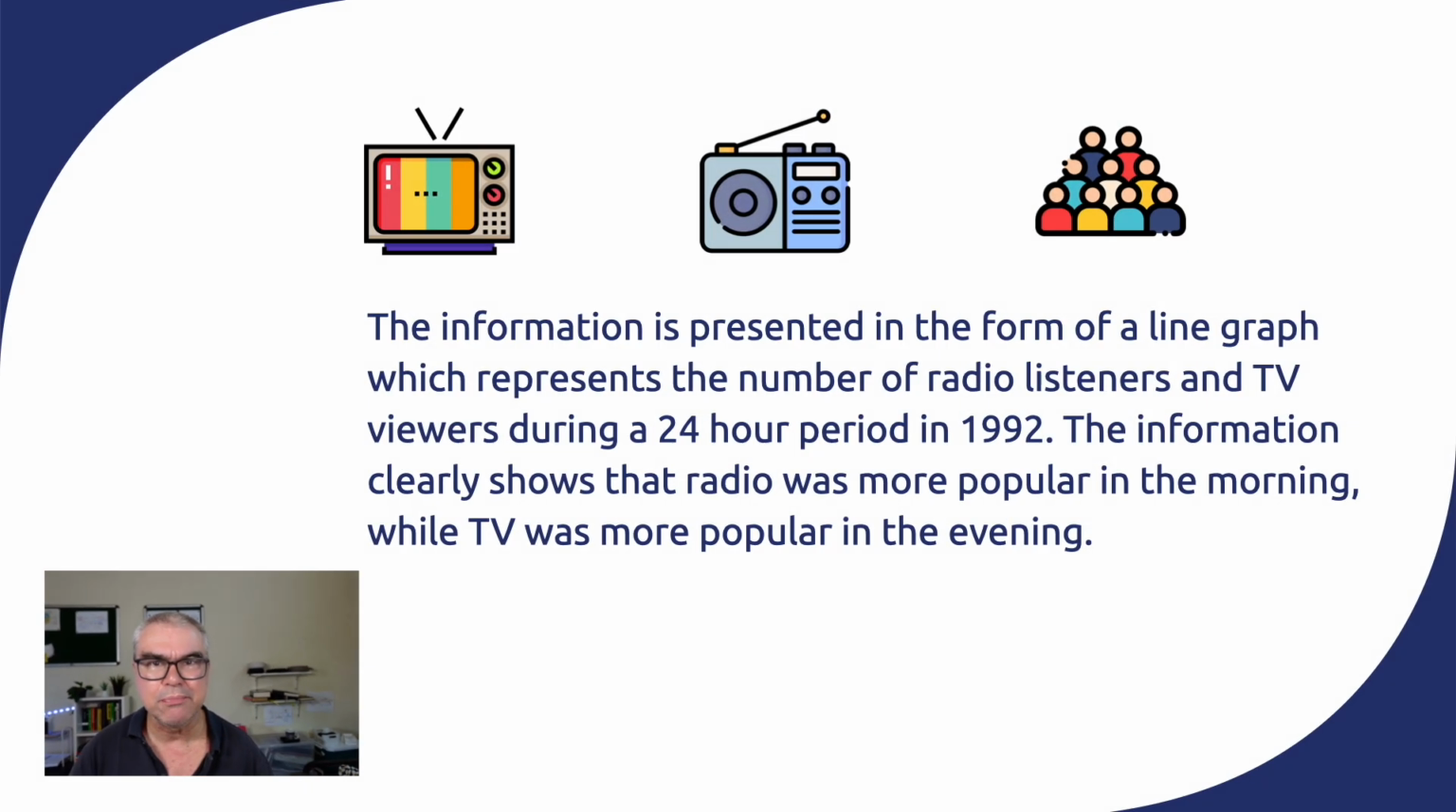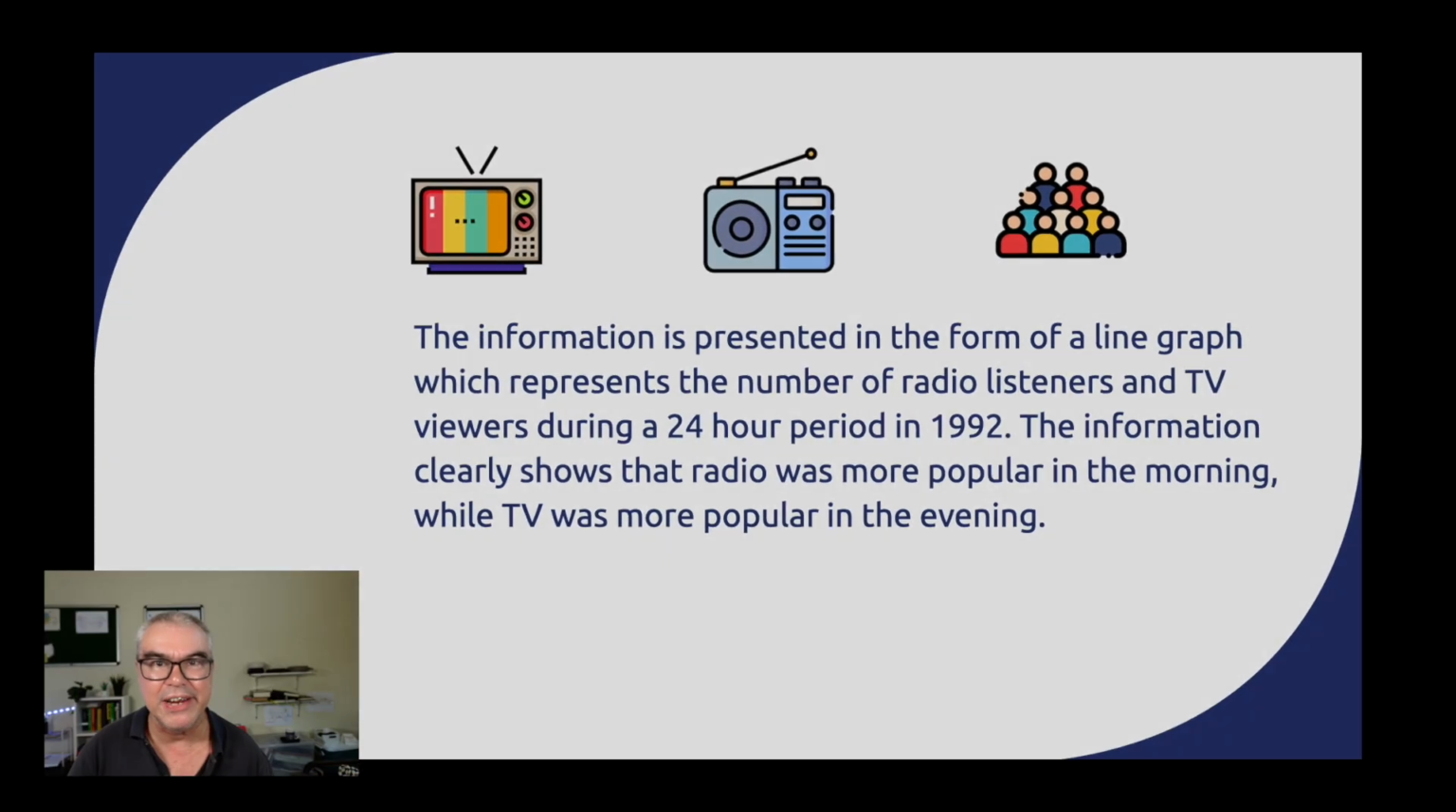The information is presented in the form of a line graph, which represents the number of radio listeners and TV viewers during a 24-hour period in 1992. Some of you might not have been born in 1992. It seems a long time ago now, doesn't it? Carrying on. The information clearly shows that radio was more popular in the morning, while TV was much more popular in the early evening.